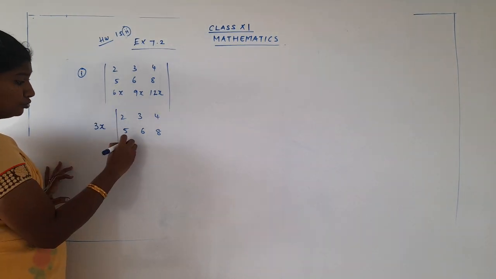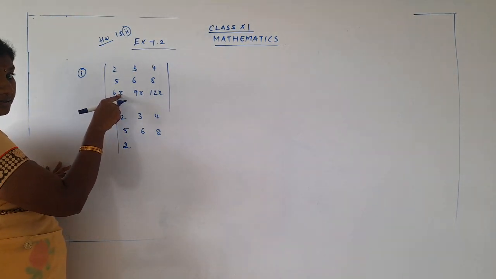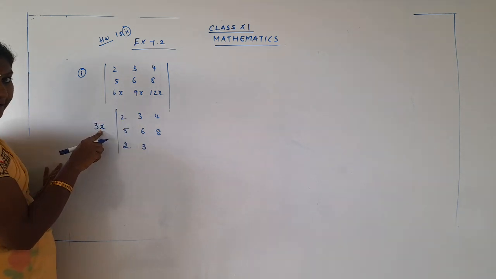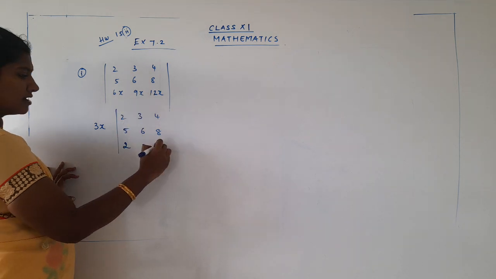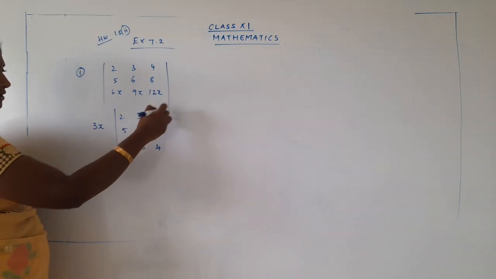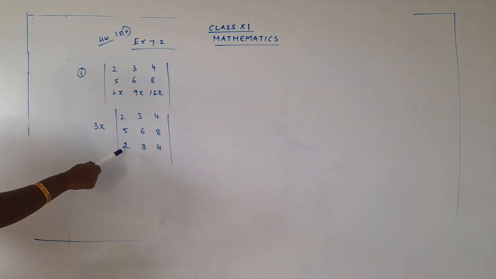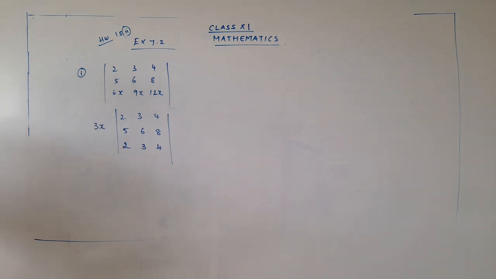So this becomes 2, since 3 2s are 6. 3 3s are 9, so 3, and x is already taken outside. 3 4s are 12, so 4, and x is taken outside. So after taking out 3x common, I get the third row as 2, 3, 4.